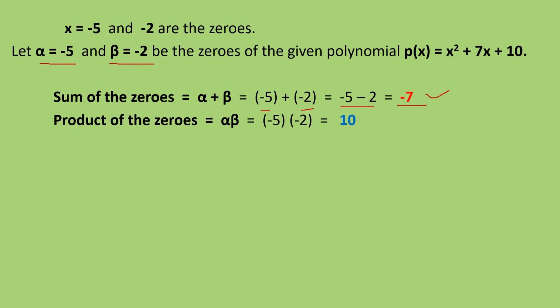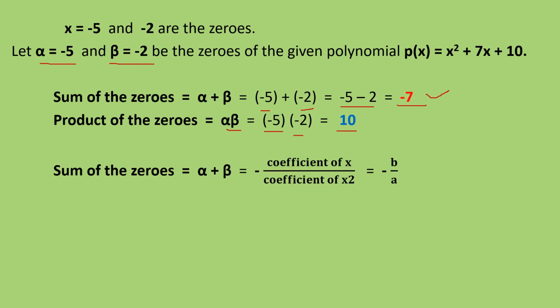Now we will find out the product of the zeros. Product of the zeros is alpha into beta. Alpha is minus 5 and beta is minus 2. We multiply both and we are getting 10. So we have found the values of the sum and product of the zeros by putting the values of alpha and beta. Now again we will find the sum and product of the zeros by using the relationship, and verify whether both are the same or not.